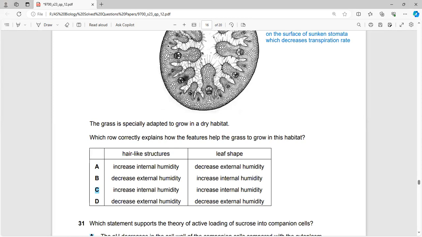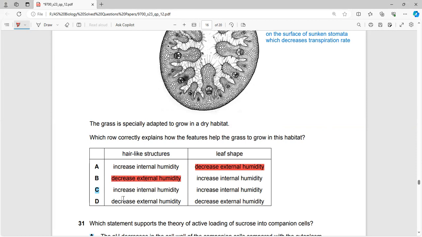You can see it's a roll-like structure, and inside it's making a curved shape, and this is entrapping the water. So that's why this option will be wrong here. This decreases the humidity, that's wrong. So what about it decreasing external humidity? The leaf's hair-like structures are entrapping the water vapor, so that's why it is increasing humidity. So that's why it is wrong here.